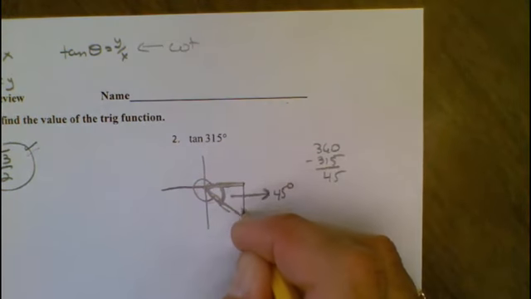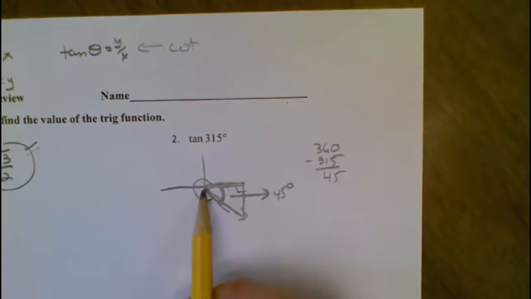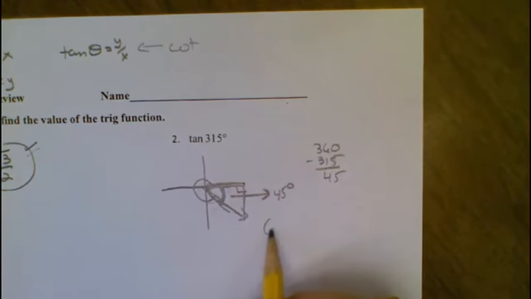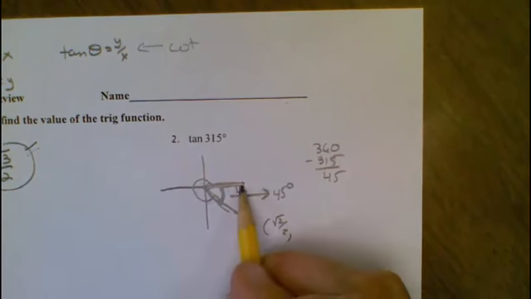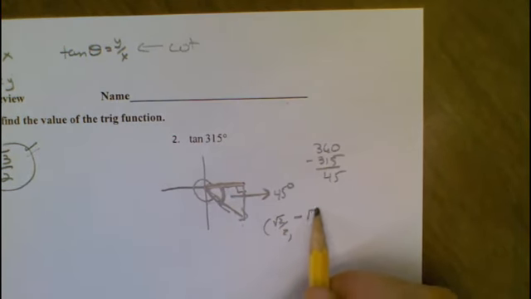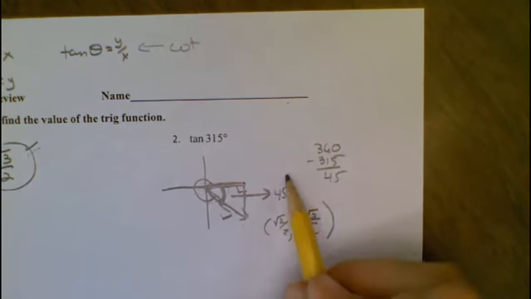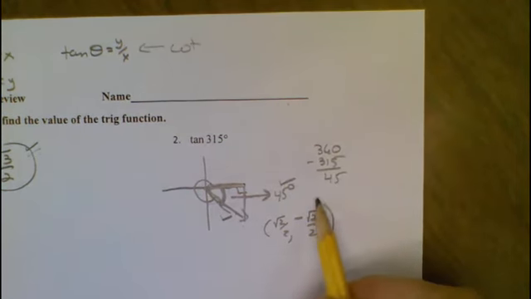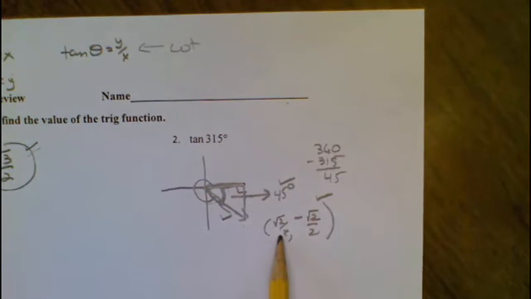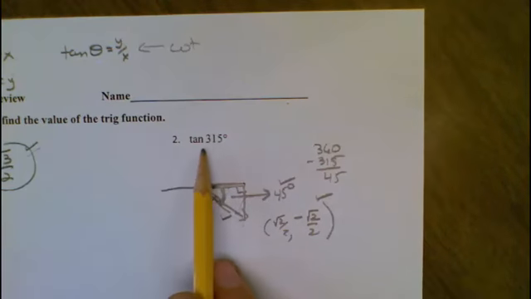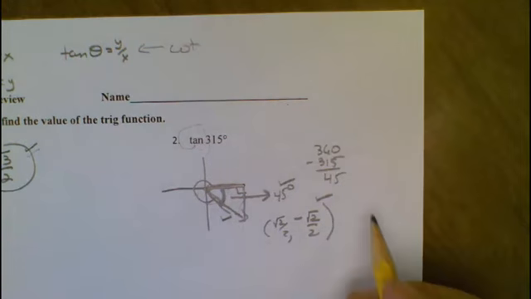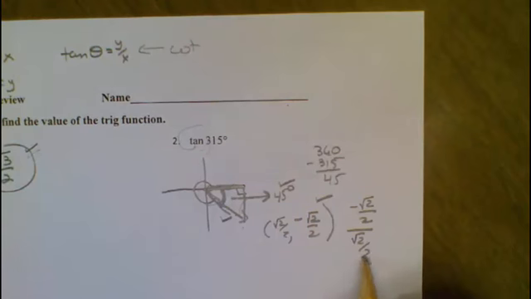So now when I think about that triangle, my x value in a 45 degree angle is radical 2 over 2. My y value is radical 2 over 2, but since I'm going down, my y value is negative. So correct quadrant, correct reference angle, the correct ordered pairs. I want radical 2 over 2 for x and negative radical 2 over 2 for y. This one is asking for the tangent. Tangent is y over x.